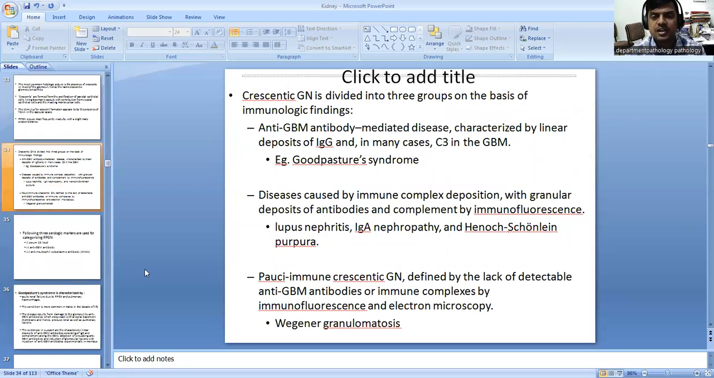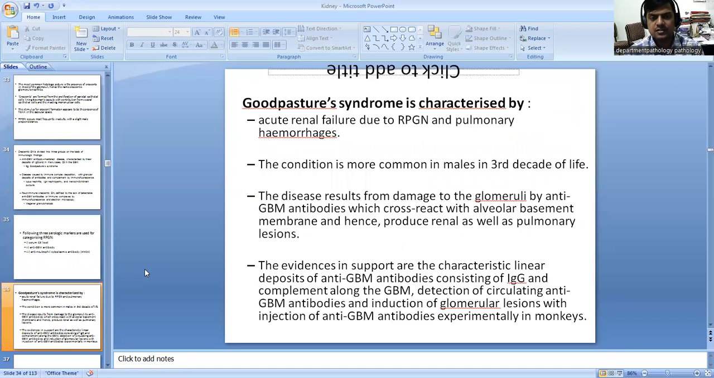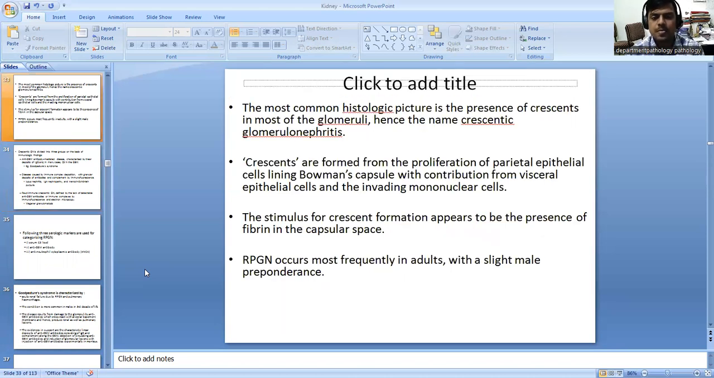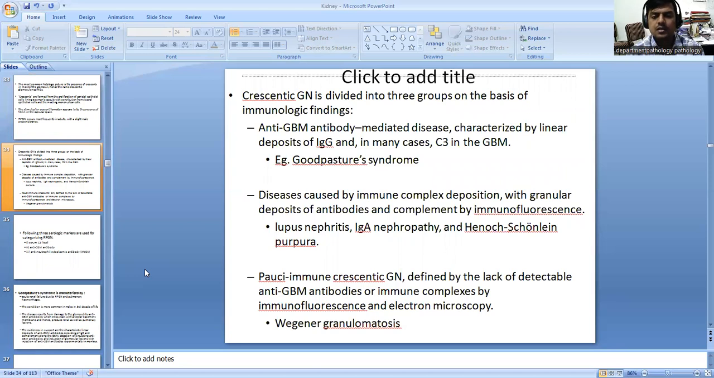Crescentic glomerulonephritis is divided into 3 groups on the basis of immunologic findings. Anti-GBM antibody mediated disease is characterized by linear deposits of IgG and in many cases C3 in the glomerular basement membrane. The example is Goodpasture syndrome. Diseases caused by immune complex deposition show granular deposits of antibodies and complement by immunofluorescence. Examples are lupus nephritis, IgA nephropathy, and Henoch-Schonlein purpura.